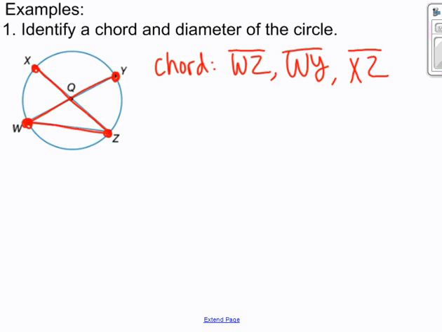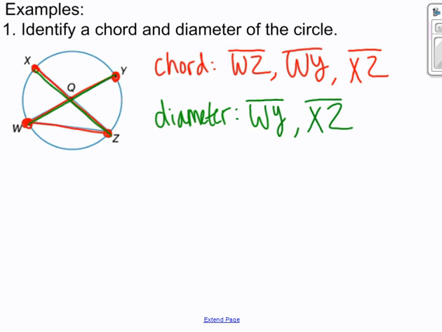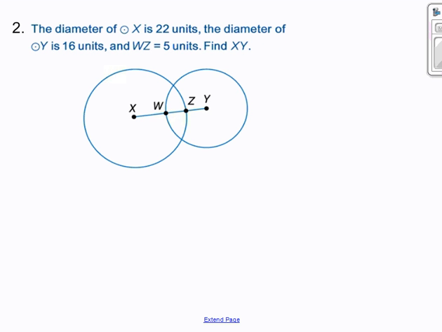A diameter is a fancier chord. So a diameter is a chord that goes through the center. So there are two chords that are listed that go through the center. One is WY, and the other one is XZ. These are kind of fun. They're like little puzzles. So the diameter of circle X is 22, diameter of circle Y is 16, and WZ is 5, and you find XY.